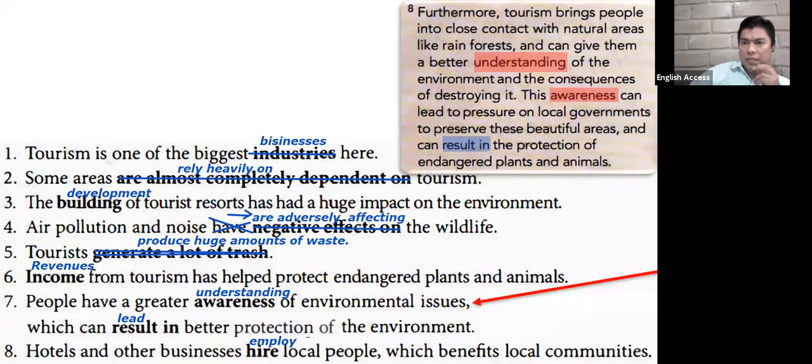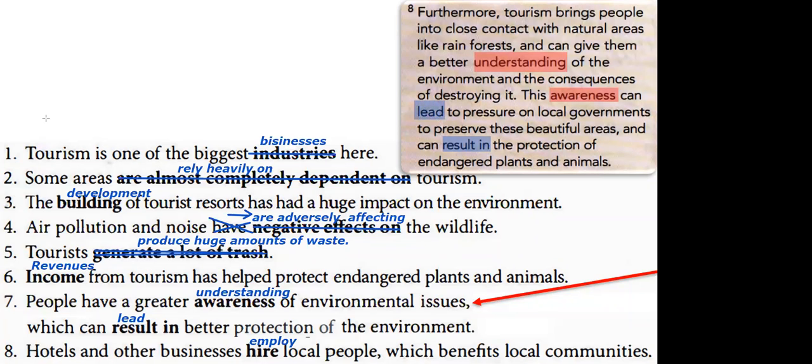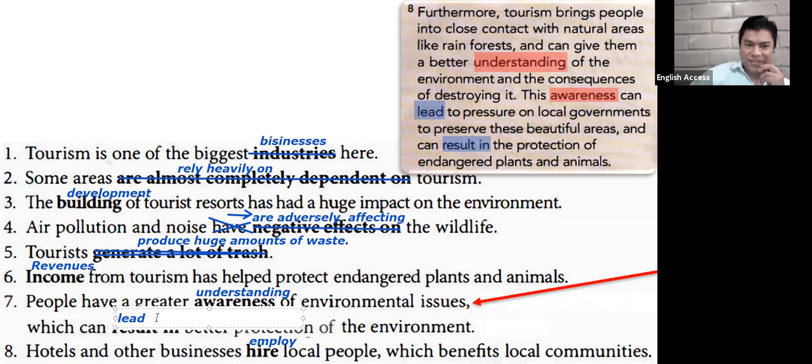Result in. And you said lead. It's incomplete. Do you know what's missing? Lead to. Lead to. There you go. Lead to. Okay, perfect. And let's go for the last one.